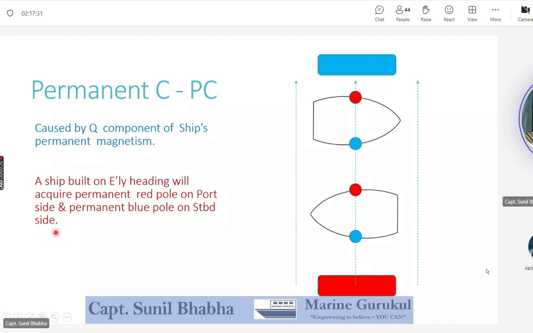For a vessel built on a westerly heading, it will have the poles in the opposite direction. That means you will have a blue pole on the port side of the ship where the lines of force will be entering, and you will have a red pole on the starboard side of the ship where the magnetic lines of force will be coming out.